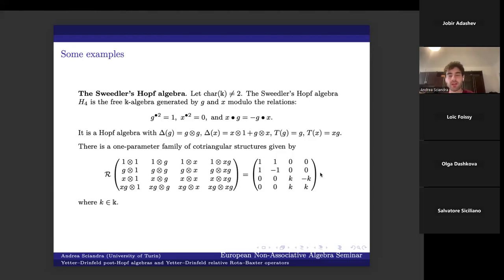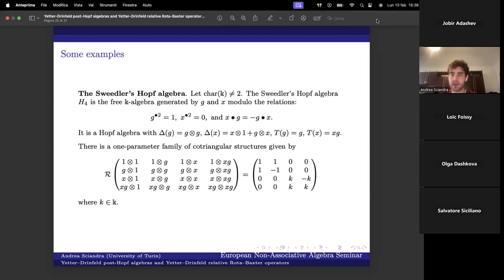Assume that the base field has characteristic different from 2. Then we know that the Sweedler Hopf algebra is the algebra generated by two elements, G and X, subject to this relation. I just put a bullet because this will become the second structure in the Drinfeld brace datum, so in fact the product that corresponds to the bullet in the previous definition. The relation just tells you that G squared is 1, X squared is 0, and X and G anti-commute.